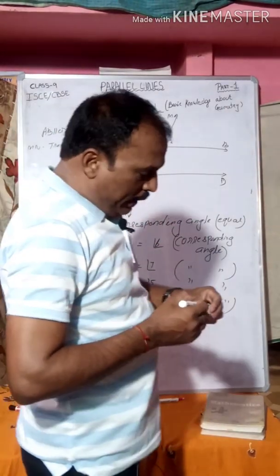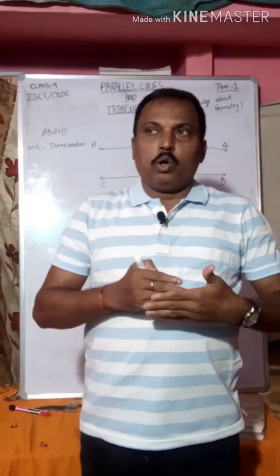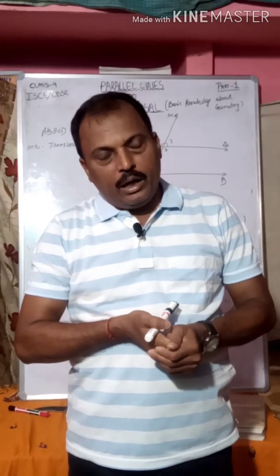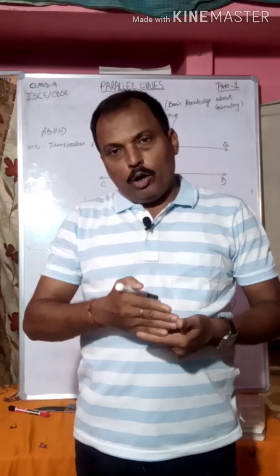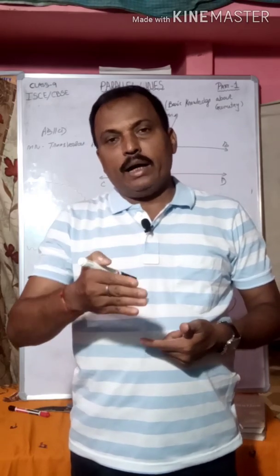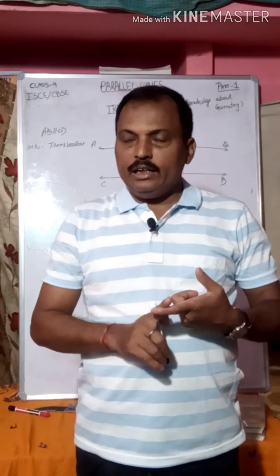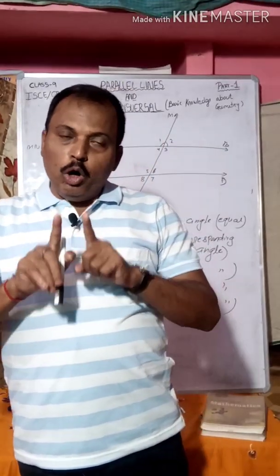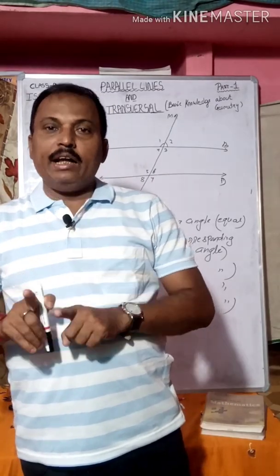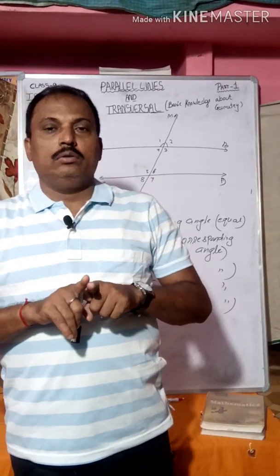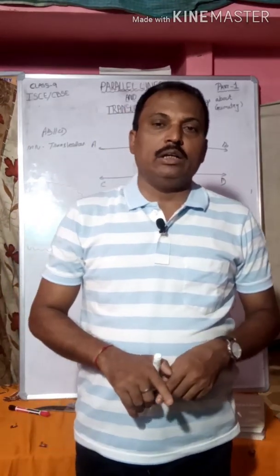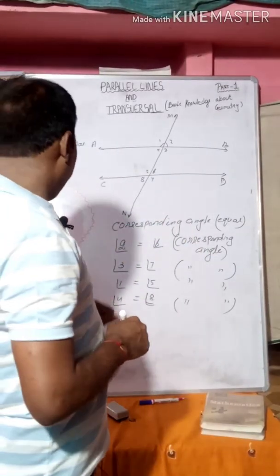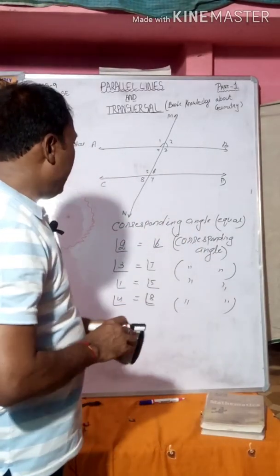So corresponding angles, we know this. When two parallel lines and one transversal are given, corresponding angles are formed. Corresponding angles are those two angles where one is an exterior angle and one is an interior angle. Both angles are on one side of the transversal, but they are not adjacent to each other. They are corresponding angles. Corresponding angles over.